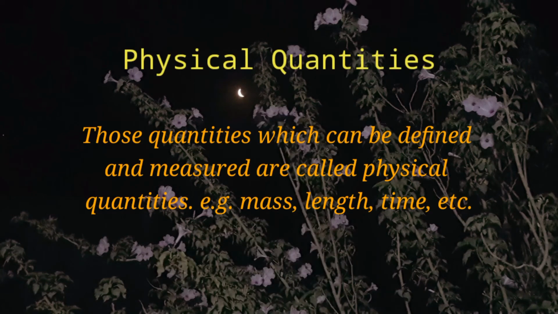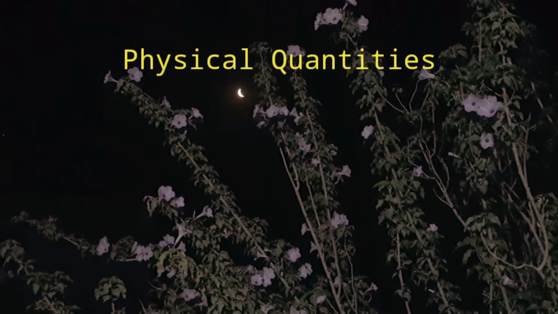As we have stated earlier that physics deals with physical quantities, now we have to know what physical quantities are. Physical quantities are those quantities which are measurable. That is, we can measure and define the physical quantities. For example, the mass of a book can be measured, the length of a pencil can be measured, the time interval spent at school or office can be measured.